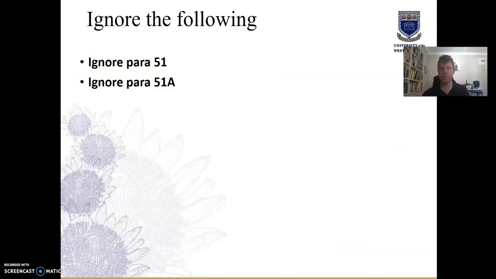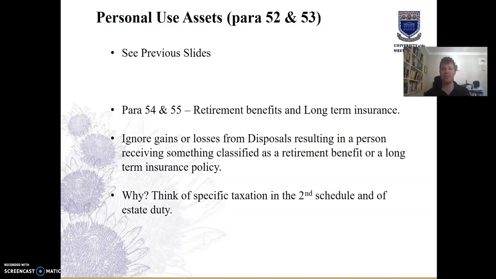Good news. You can ignore 51 and 51A. 52 and 53, you can see previous slides about personal use assets, so we've done that already. Okay. Paras 54 and 55 speak about retirement benefits and life policies. Again, there are slides or videos that I've put up about retirement benefits. What it says here, you can ignore any gain or loss from anything you receive as a retirement benefit or anything you receive as life insurance.